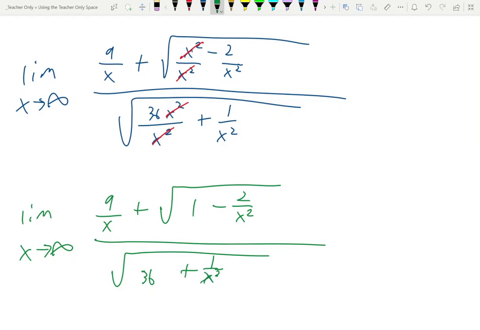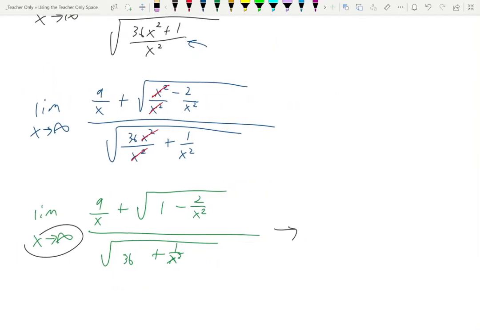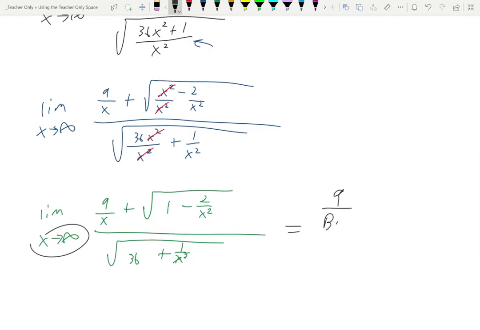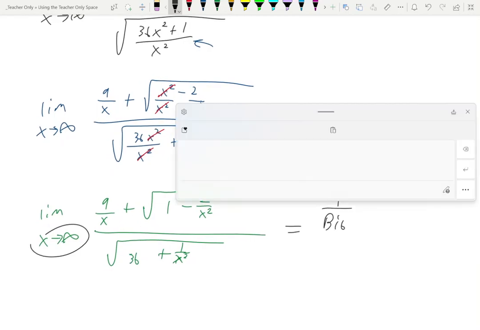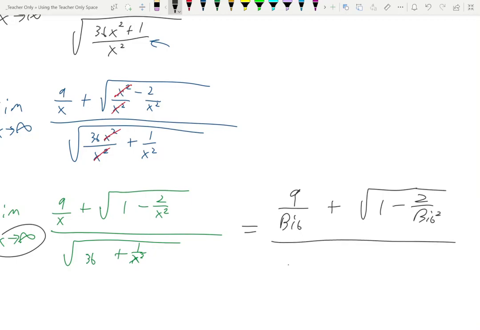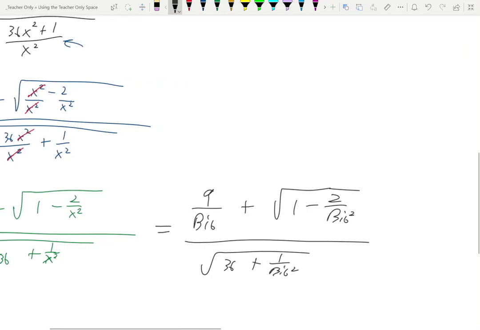Okay, now that we've done that simplification, now let's do that next step. Let's substitute this infinity into everywhere we have an x. And we can't write infinity though, so we're going to write big in its place. This is where the big little logic comes in. So this is 9 divided by big, plus the square root of 1 minus 2 over big squared, all over the square root of 36 plus 1 over big squared. Now, what's the big idea?